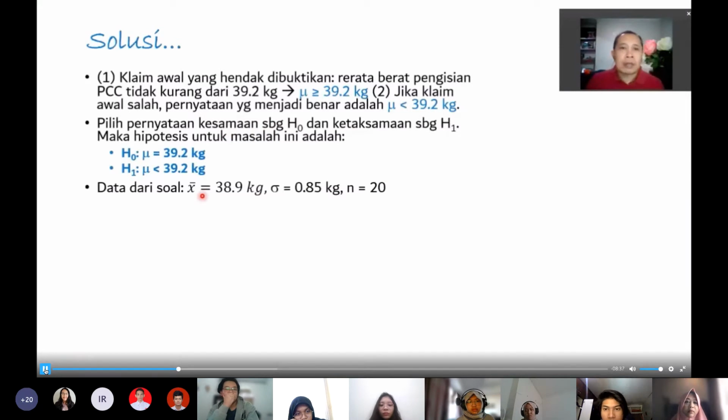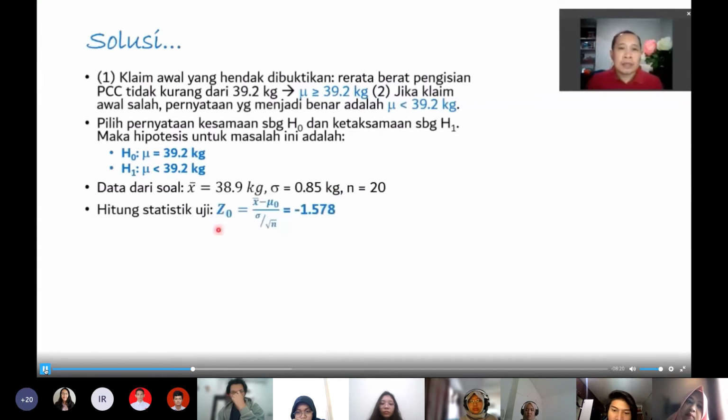Kemudian dari soal kita mendapatkan rata cuplikannya adalah 38,9 kg per sak dengan simpangan baku populasi. Jadi ini bukan simpangan baku sampel, tetapi simpangan baku populasi kita anggap diketahui, yaitu 0,85 kg. Dan ukuran sampelnya adalah 20.